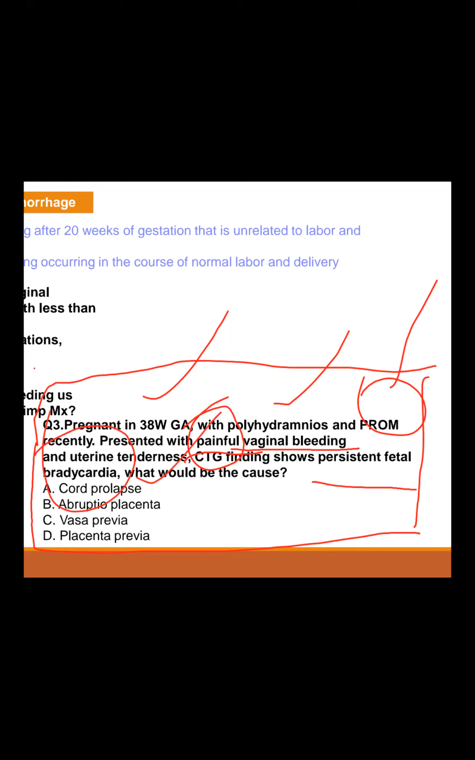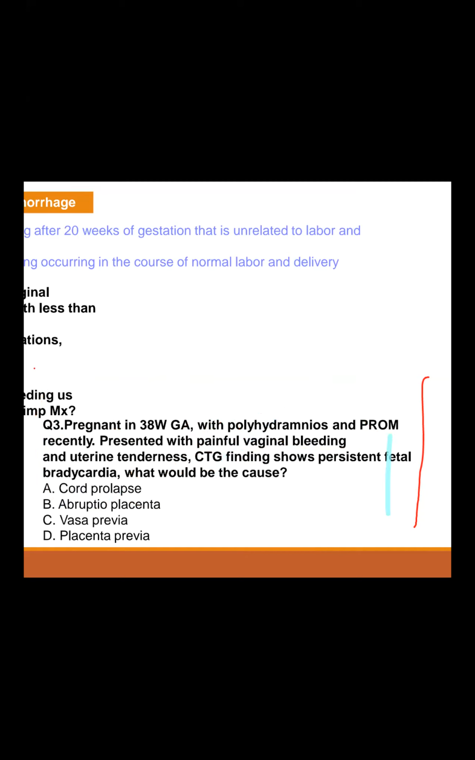Yes. Your answer is correct if they ask what could be the cause of the bradycardia: it is cord prolapse. But the painful bleeding is another. So there are two answers: first for the painful, another for the bradycardia. For the painful vaginal bleeding, option D, placenta previa, low-lying placenta? Painful for what?